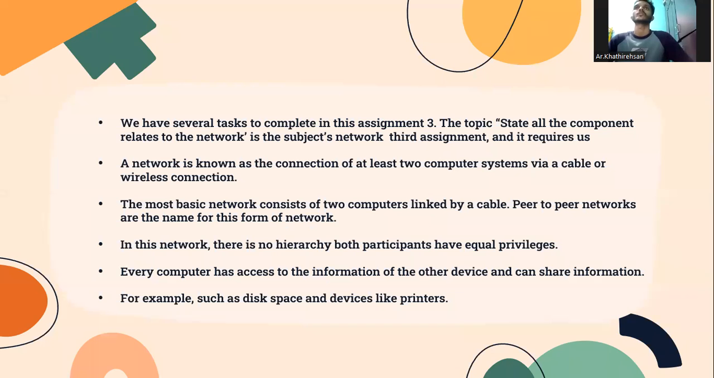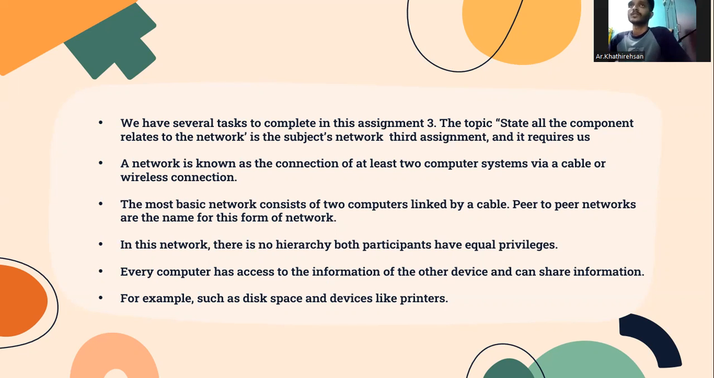Okay, so we have several tasks to complete in this Assignment 3. The topic is all the components related to the network. A network is known as the connection of at least two computer systems via a cable or wireless connection. The most basic network consists of two computers linked by cable. Peer-to-peer networks are the main type of network connection.